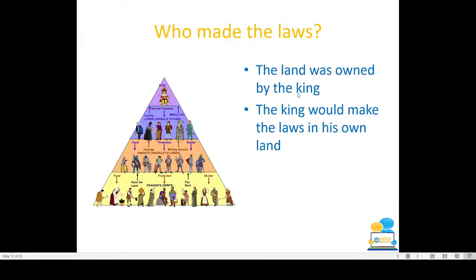This land was owned by the king. This was the king's kingdom. So the king would make the laws in his own land. In each kingdom, they would have different laws, and these laws would be created by their king. So that's our next section now. We know who made the laws for the kings.